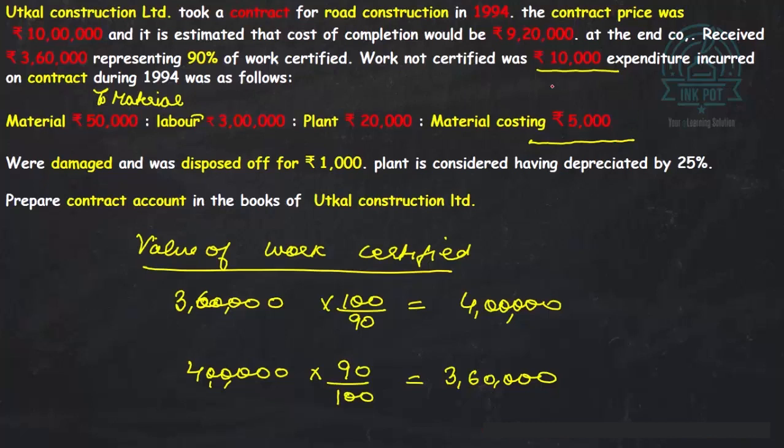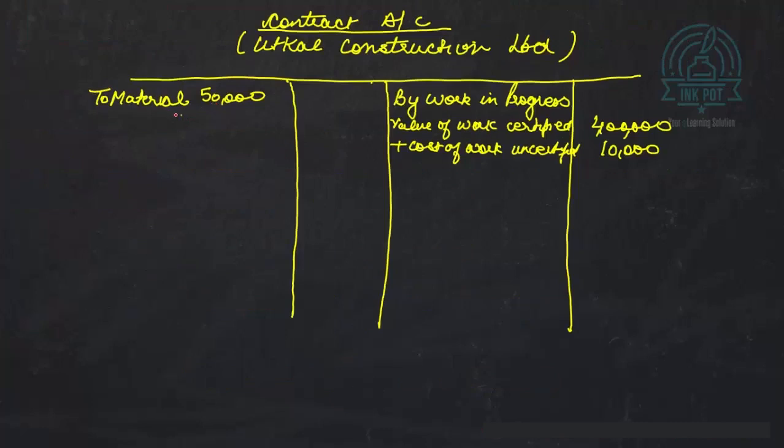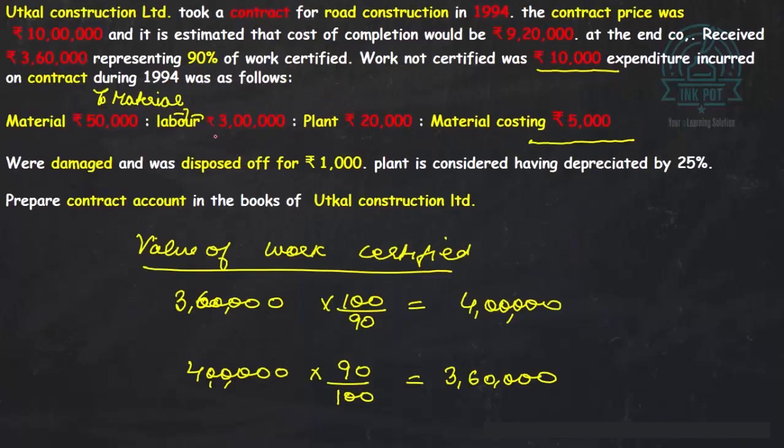Although this is a loss of rupees 5,000, it is an abnormal loss and it will be transferred to profit and loss account. It will not be shown anywhere in contract costing. The only thing we are going to do here is deduct the cost of material damaged from the cost of material. So 50,000 minus 5,000, we are going to show 45,000 here. That is, we have used only material worth rupees 45,000 in this contract. Now, labor 3 lakh.